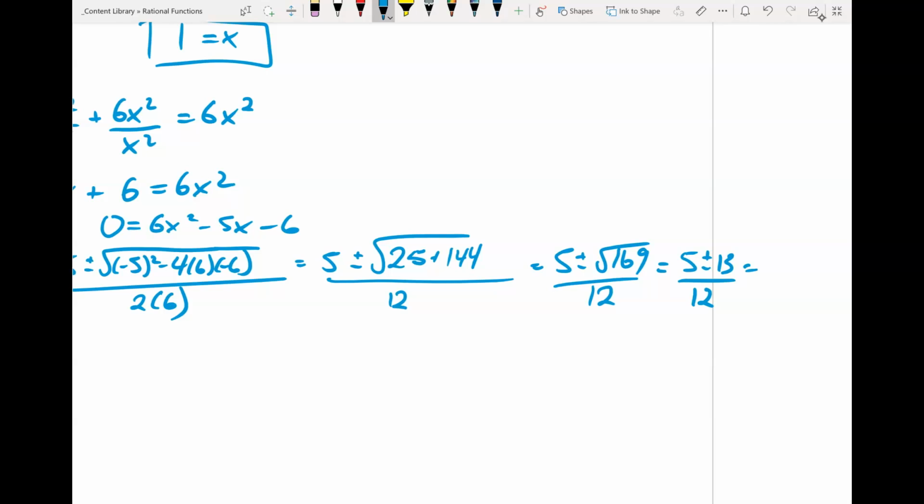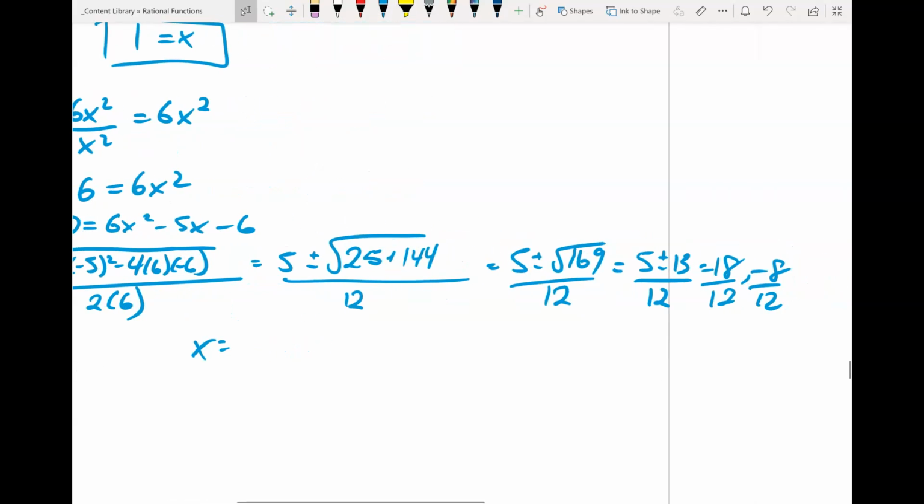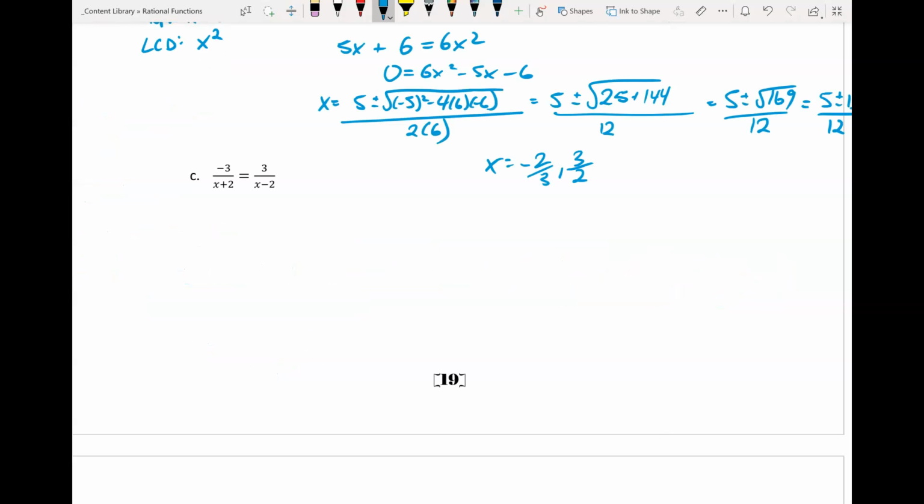So then our two answers are going to be 5 plus 13 over 12, which is 18 over 12, and also 5 minus 13 over 12, which is negative 8 over 12. And then we can simplify this to have a reduced fraction. We would get negative 2 over 3 and also 3 over 2. Moving on to the next example.